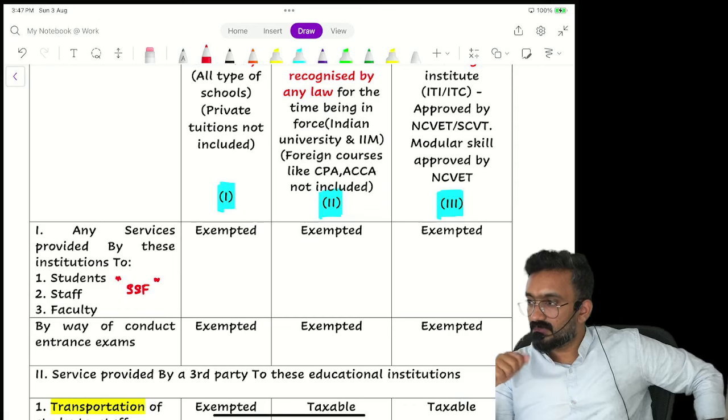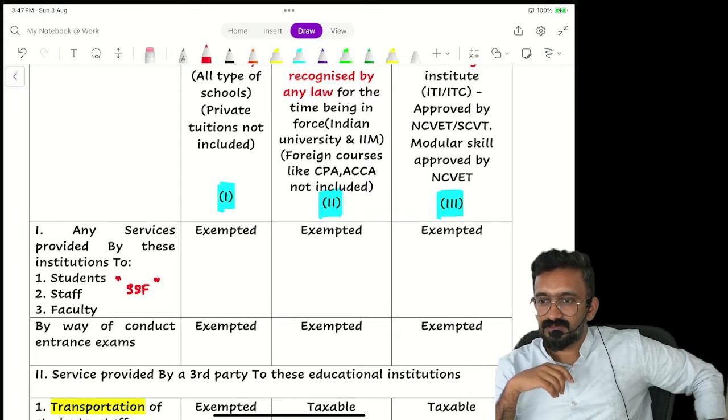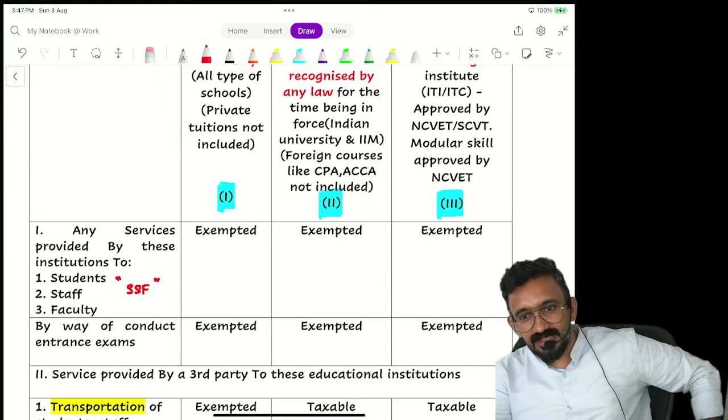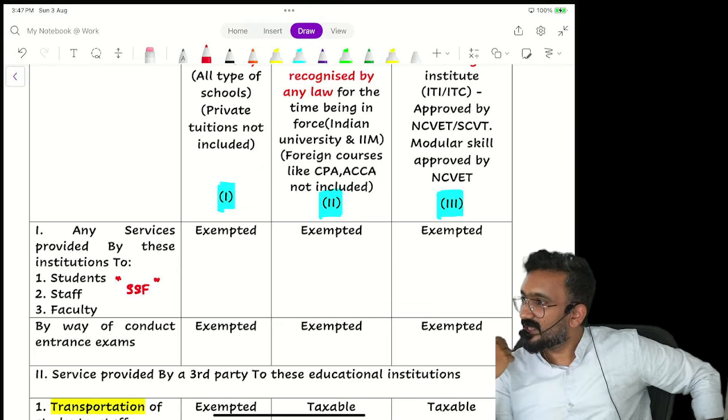School will provide to students what? Education. Maybe sometimes food. Boarding school, now accommodation also. Only this. These are all part of education, so that's why I will give exemption. What else will be given to the students, maybe a trip? One day we will go for a tour. Will it be exempted? Yes, because specified supplier, specified recipient.